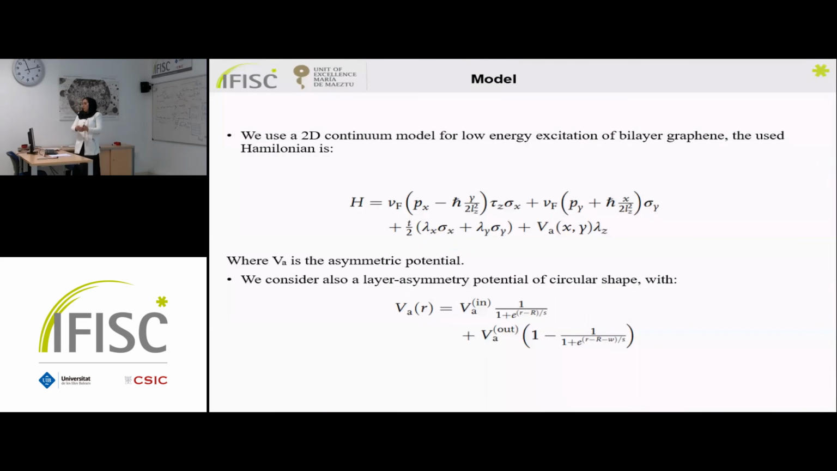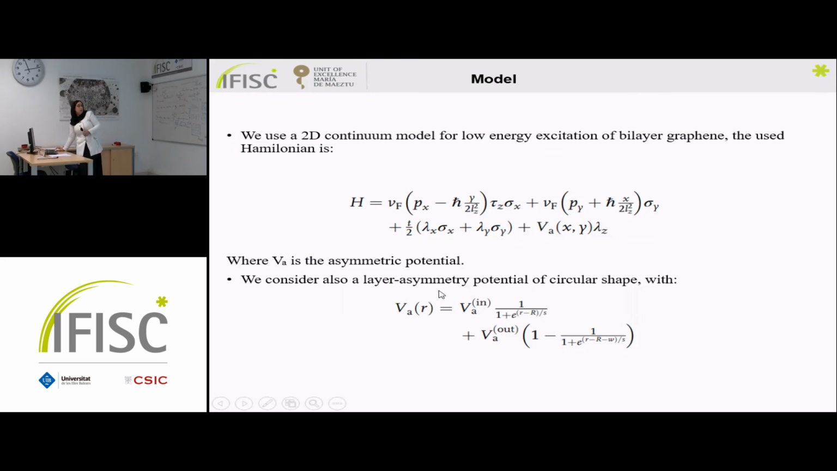We model this behavior with the 2D quantum model for the low energy of bilayer graphene, and we use the Hamiltonian here where, as I said before, tau represents the valley, sigma represents the sublattice, lambda represents the layer, and VA here represents the potential applied to the two sheets.